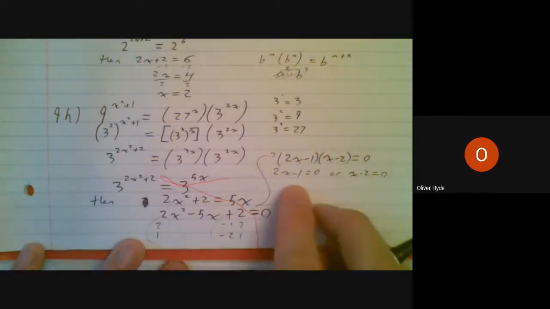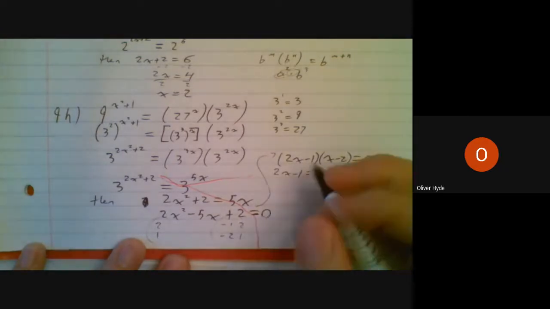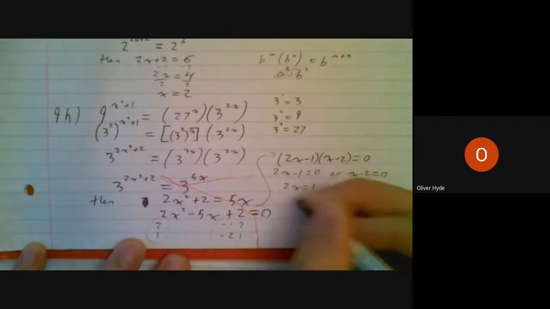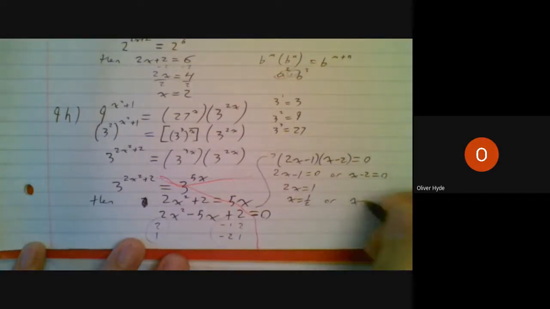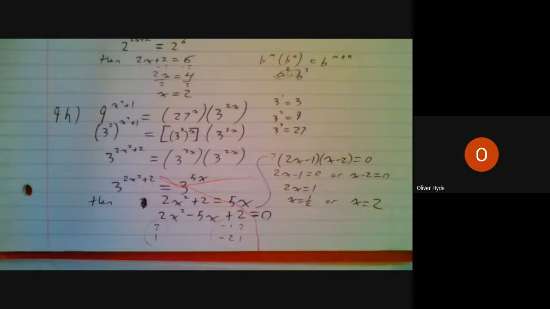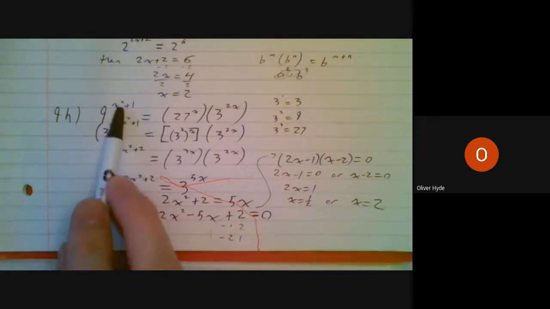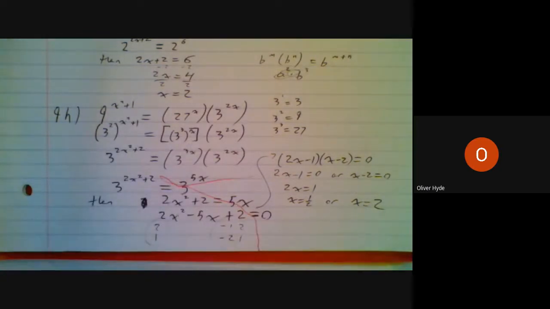Here, you could solve this by factoring. I'm not sure how else you're going to solve. You could isolate. 2x is equal to 1, or x is equal to 1/2, or x is equal to 2. I'll let you check those answers on your own. It's kind of interesting how this works, that because of the squared exponent here, you end up having quadratic solutions for your exponents.